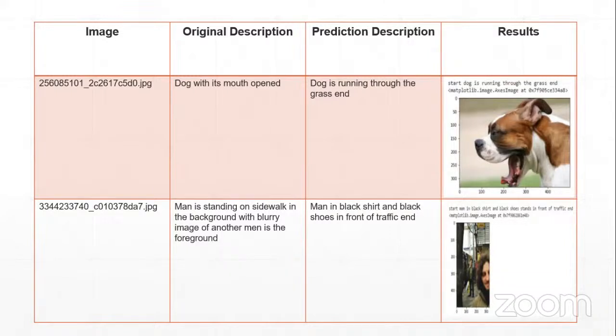So you can see here the existing researchers' work on this side-by-side image of a dog. Our original caption is "dog with its mouth open," but the model generates "dog is running through the grass," which is totally wrong. I put the image to the model and the model gave the wrong answer. You see the next image, a man standing on the sidewalk in the background, but when I train a model and ask what the context of the image is, the model again gives a wrong answer.